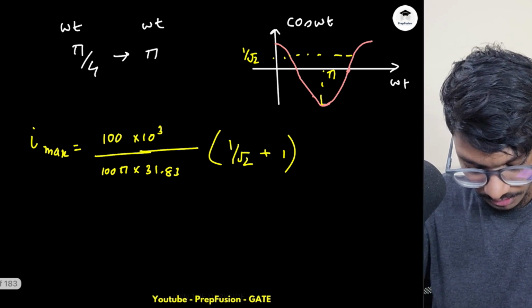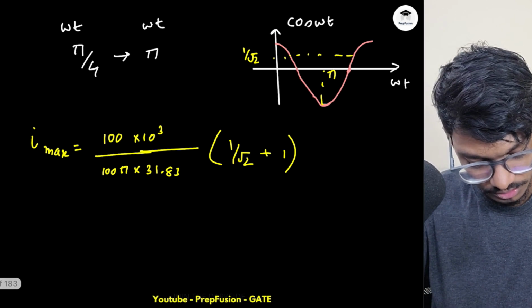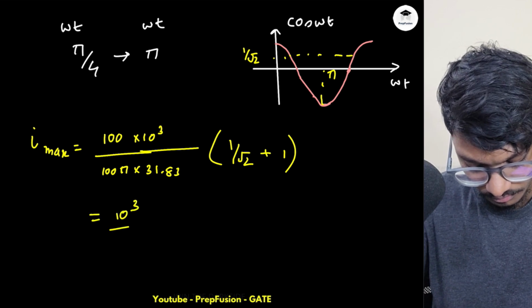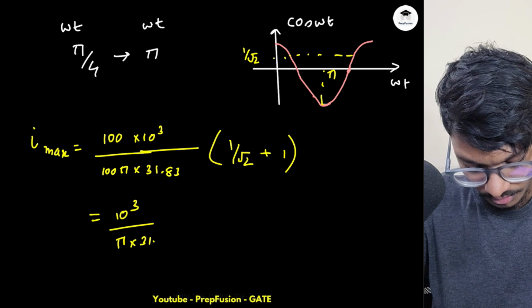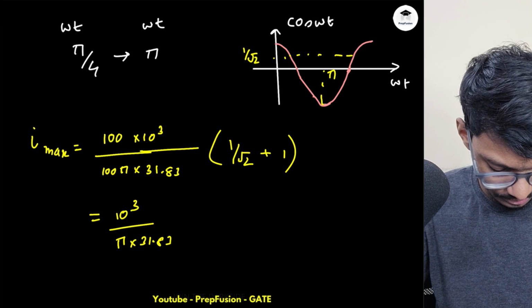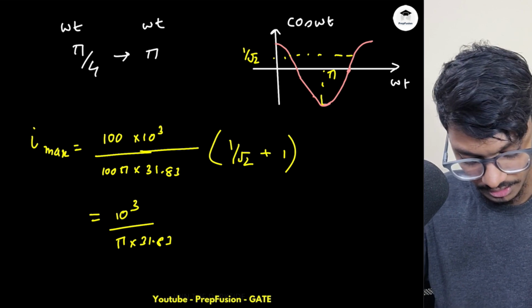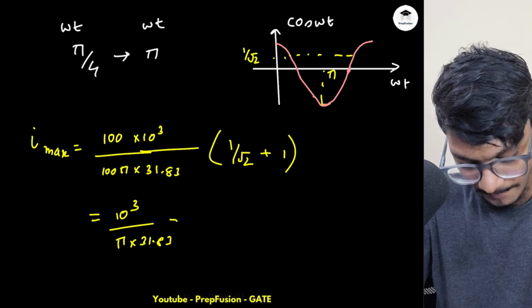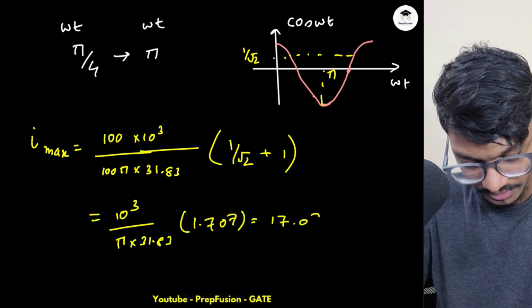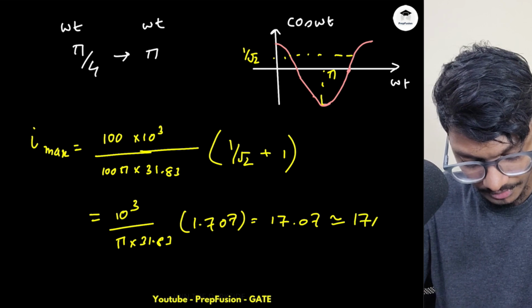cube by pi. Okay, so 10 cube by pi, 31.83. So pi into 31.83 is almost 100. So 100, this becomes 10, right? This becomes 10 into 1.707. So this becomes 17.07, and approximately 17 amperes will be your answer.